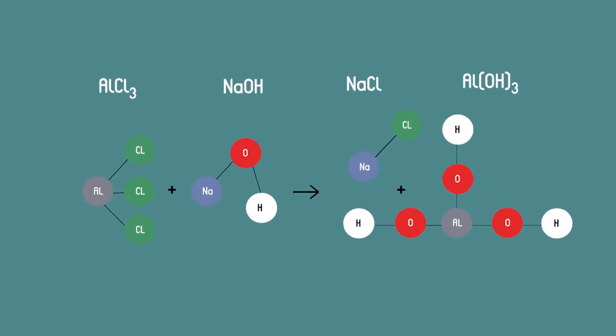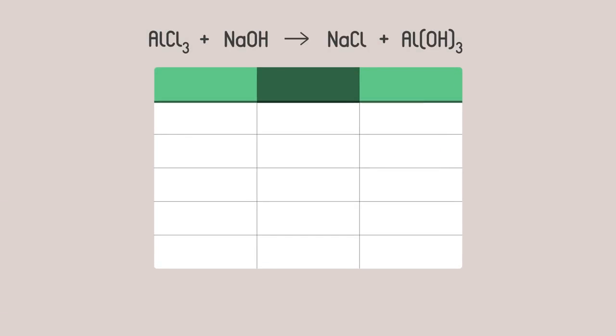A good way to balance an equation is to use a table to keep track of everything. You can list the number of each atom on the left-hand side and the right-hand side of the equation, then compare to see if they are the same.